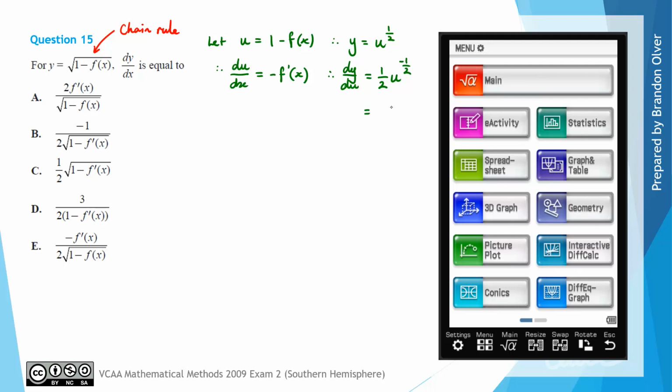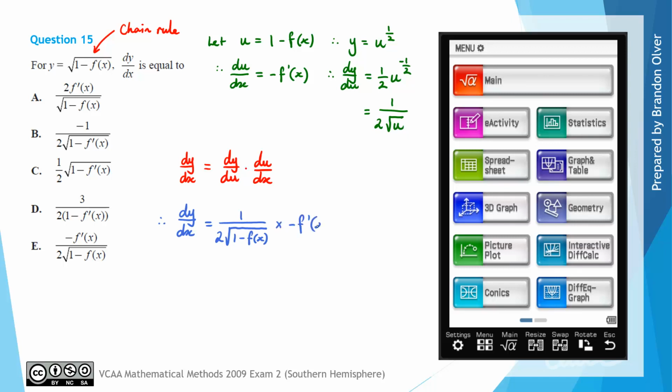Now, I'm just going to rearrange this. It's the same as 1 divided by 2, and then using the negative to put u on the bottom line of the fraction and the half to turn it into a square root, that's just 1 divided by 2 root u. So the chain rule says that dy/dx is equal to dy/du times du/dx. So for this question, we'd have dy/dx is equal to dy/du, which is 1 divided by 2 root u. But instead of the square root of u, I'm going to put 1 minus f of x back inside now. And then we're going to multiply that by negative f dashed of x.